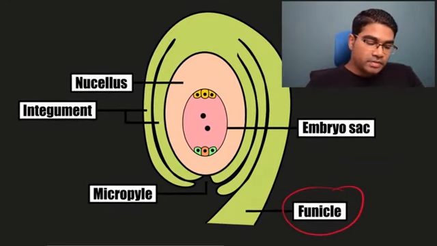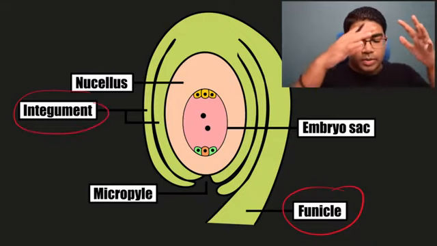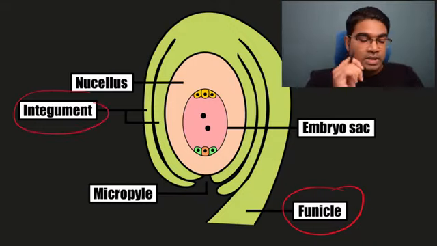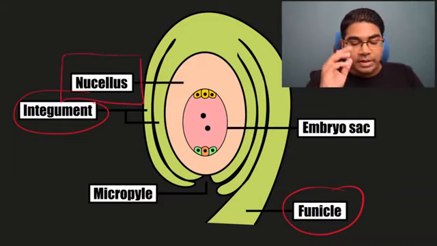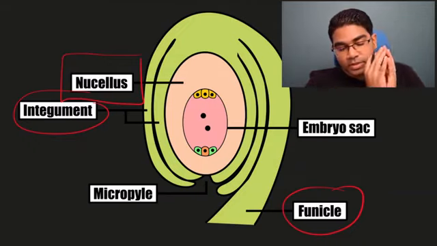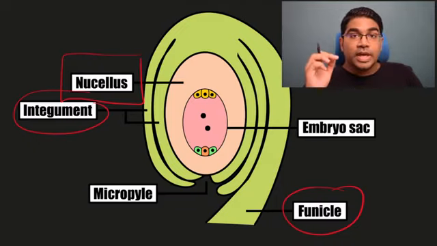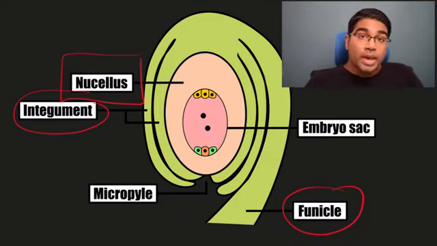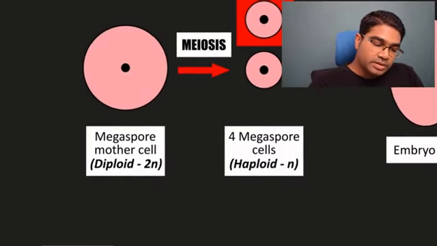And then we have the integuments. So these integuments actually serve to protect the embryo sac. Just outside the embryo sac, we have a mass of parenchyma cells known as the nucellus, and right in the heart of the ovule is the embryo sac. This is where it is located and this is where it will develop. Now the embryo sac starts out as megaspore mother cells.